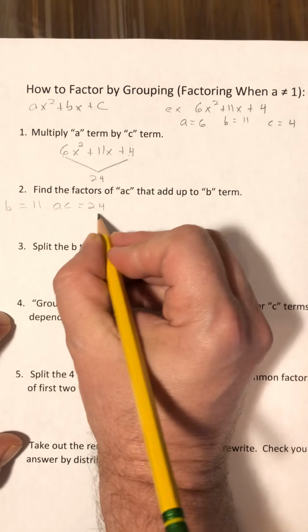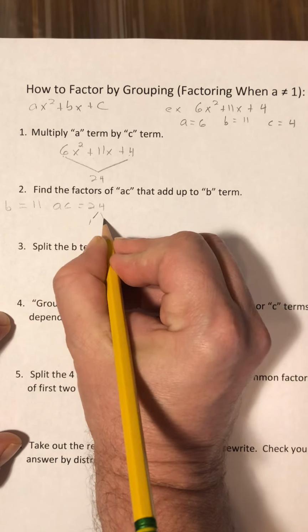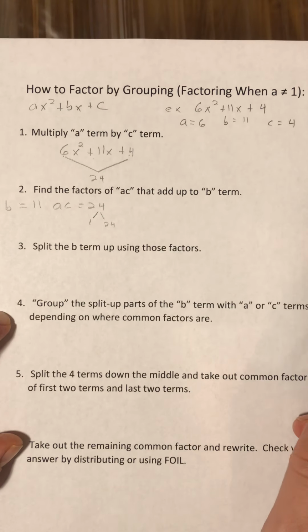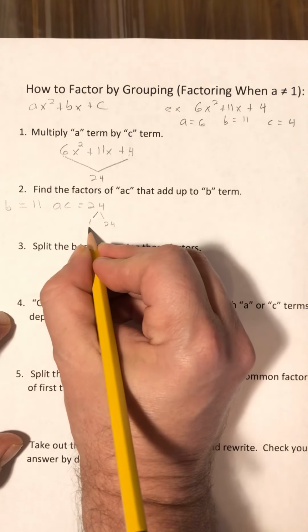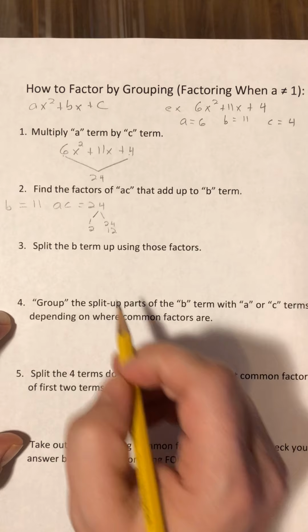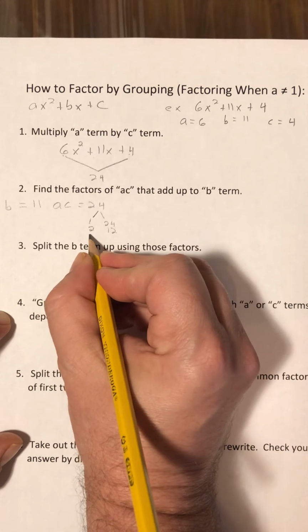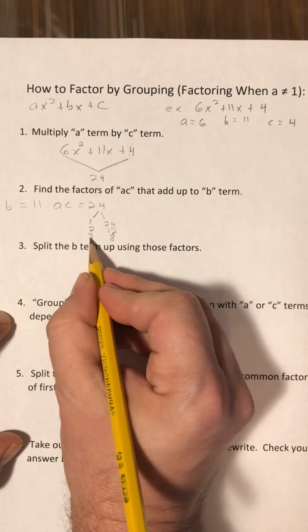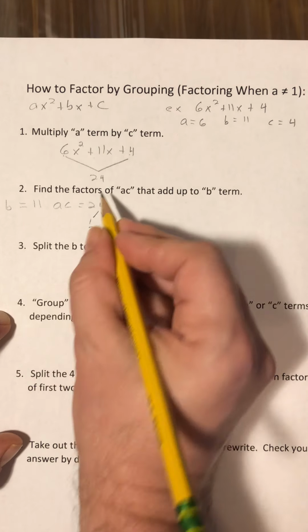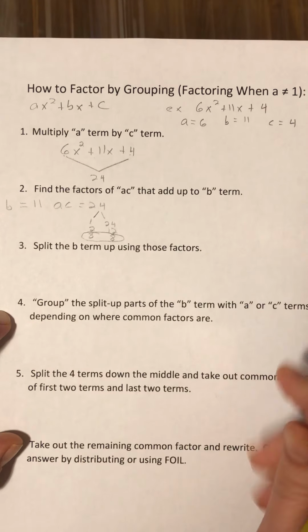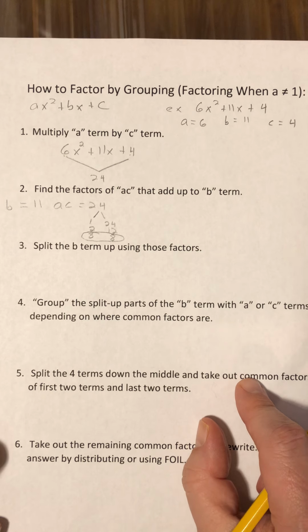So let's just take a look here. Let's see what they might be. I've got 1 and 24, but there's no combination of 1 and 24 that's going to give me 11. So let's try another one. What about 2 and 12? Okay, not quite, but we're getting a little closer. Next, let's try 3. 24 divided by 3 is 8. I think we found our combination there. 3 times 8 is 24, and 3 plus 8 is 11. So those are the factors of a times c, and they add up to that b term, which was 11.